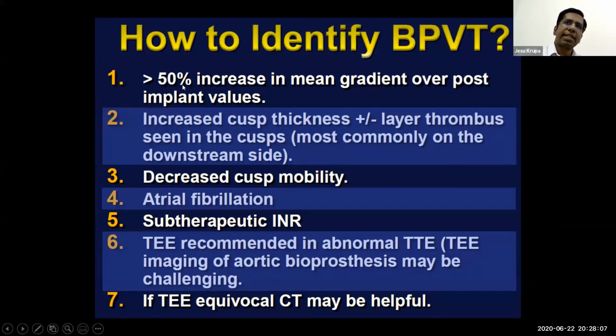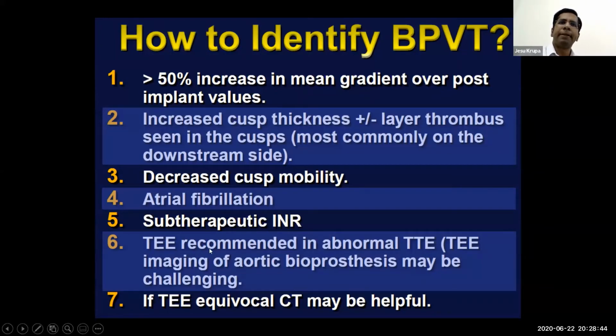So if there is a greater than 50% increase in mean gradient over post-implant values, be it aortic or mitral or any position, even if the patient is asymptomatic, that is something to keep in mind and monitor carefully. Then, of course, like I said, you look at the cusp thickness, you look for any thrombus, which may be layered. You look at the cusp mobility. Is the patient in AF? Is the patient on anticoagulation at all? That is the first question. And if so, what is the INR like?